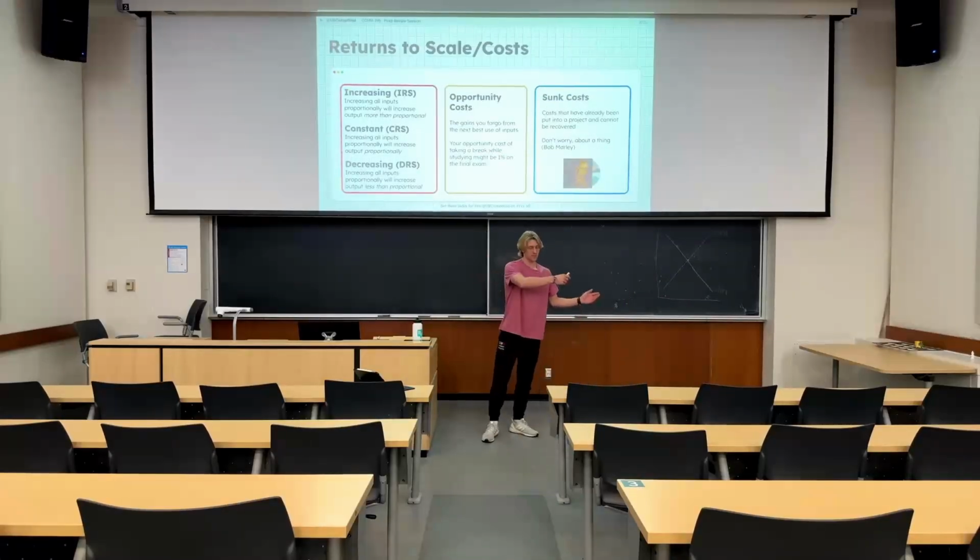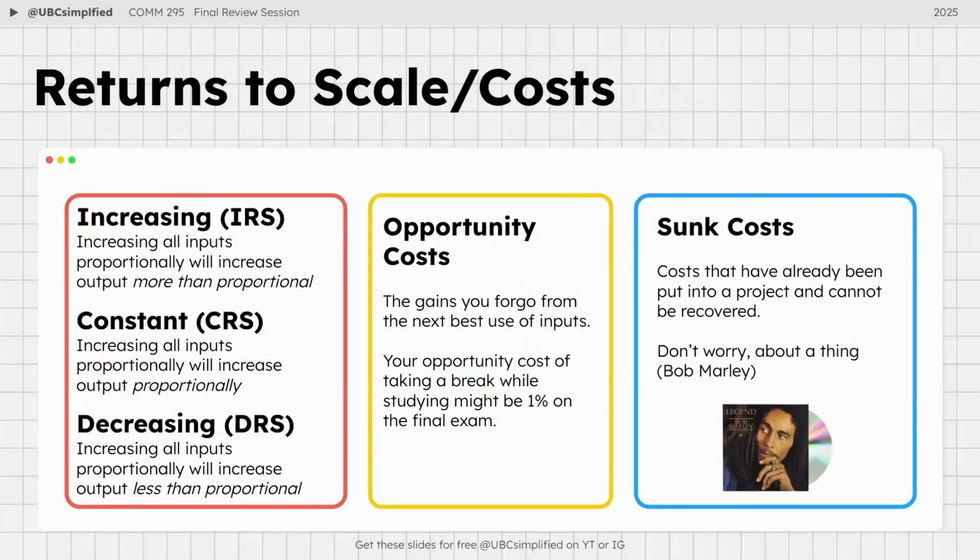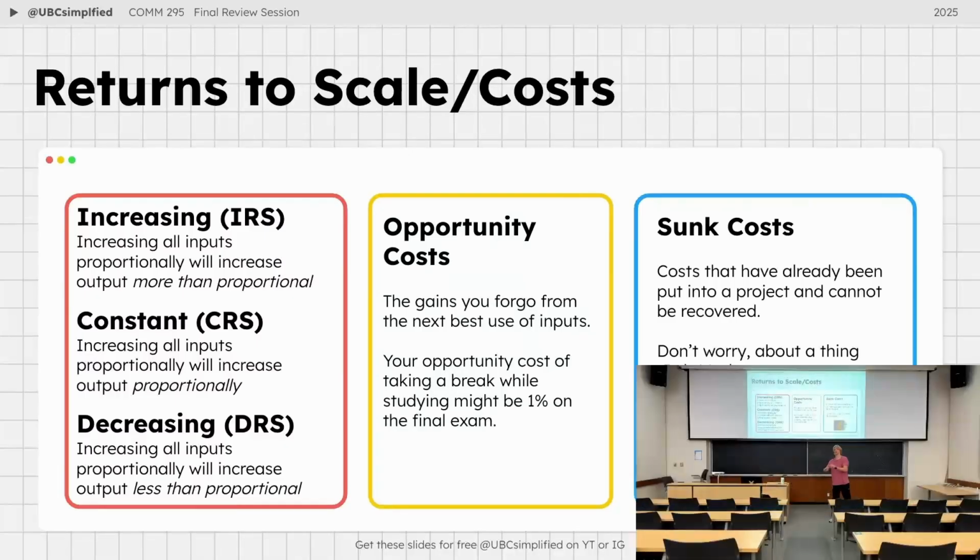So then we have returns to scale. Essentially, there are different types: increasing, constant, and decreasing. If I take all the inputs and double them, and my output more than doubles, then we have increasing returns to scale. If it doubles exactly, we have constant. If I take all the inputs, multiply them all by 2, but I get less than double the output, that's going to be decreasing returns to scale.